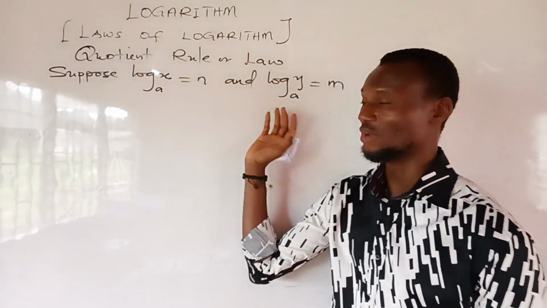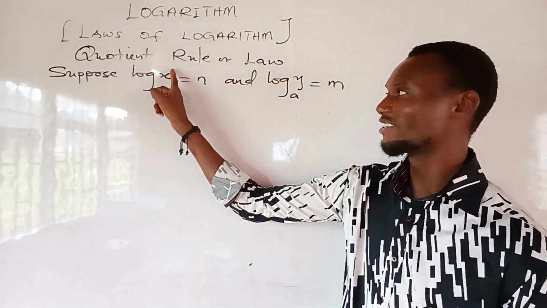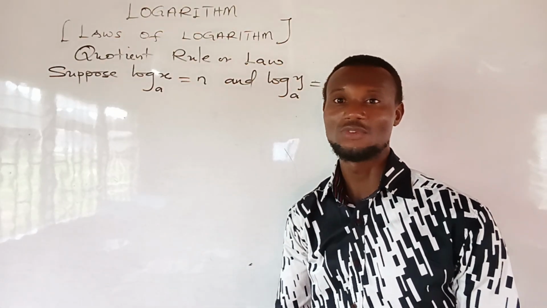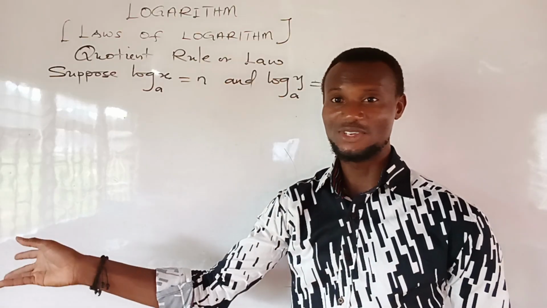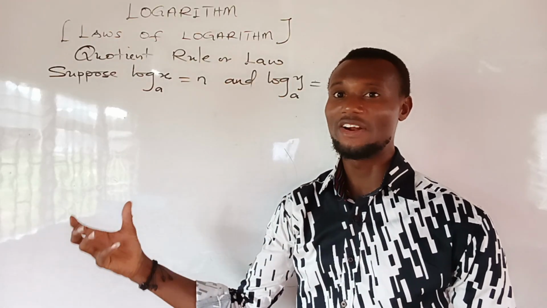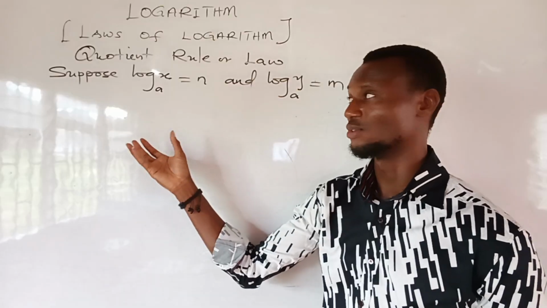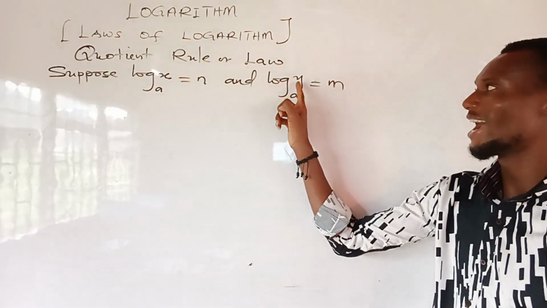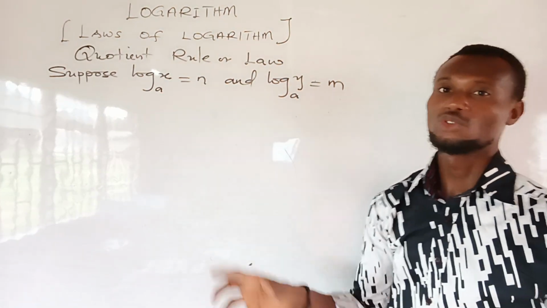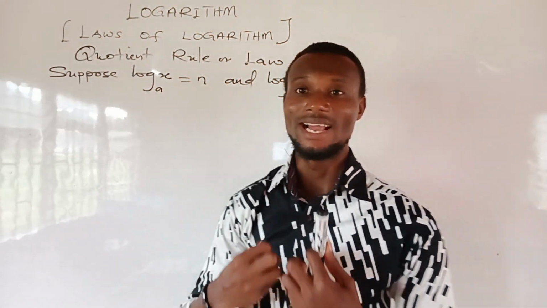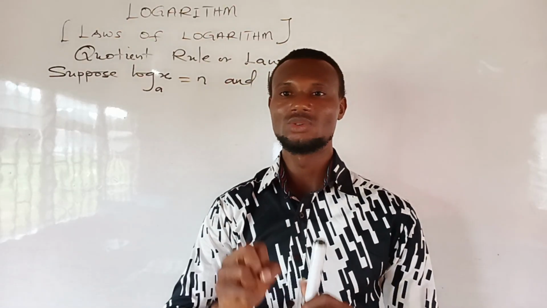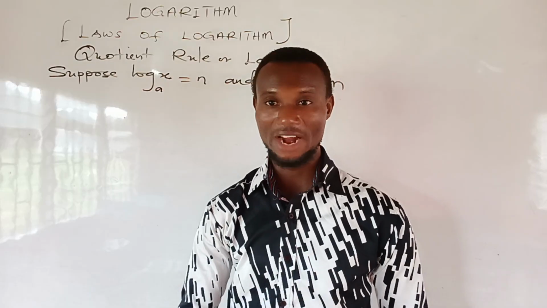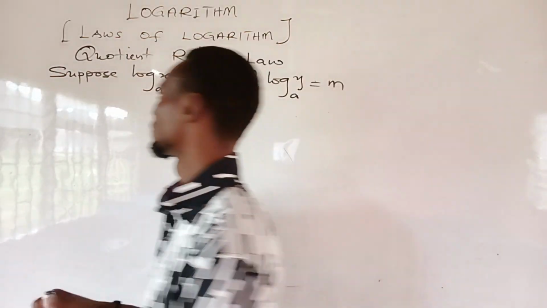Okay, so I have two equations on the board. I have log s to the base a equals n, and these are basic definitions of logarithm that we've established in the first video, in the introduction to logarithm. So that's what you are using. And I also have log y to the base a equals m. So these two equations are what we are going to use to establish or derive the quotient rule of logarithm. Okay, so now let's proceed.